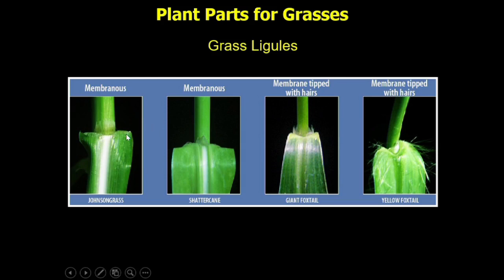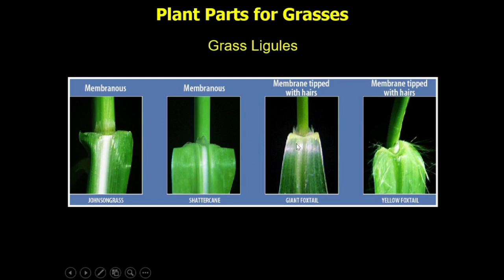So some of our common weeds like Johnson grass and shattercane tend to have this membranous type of ligule. If you look at Johnson grass, it's this structure here that I'm surrounding with the arrow. Shattercane, it's this structure here. These are both membranous ligules, but you can see that they can have different looks about them. This Johnson grass one might be a little wider versus the shattercane one, but these would both be what we call a membranous ligule.